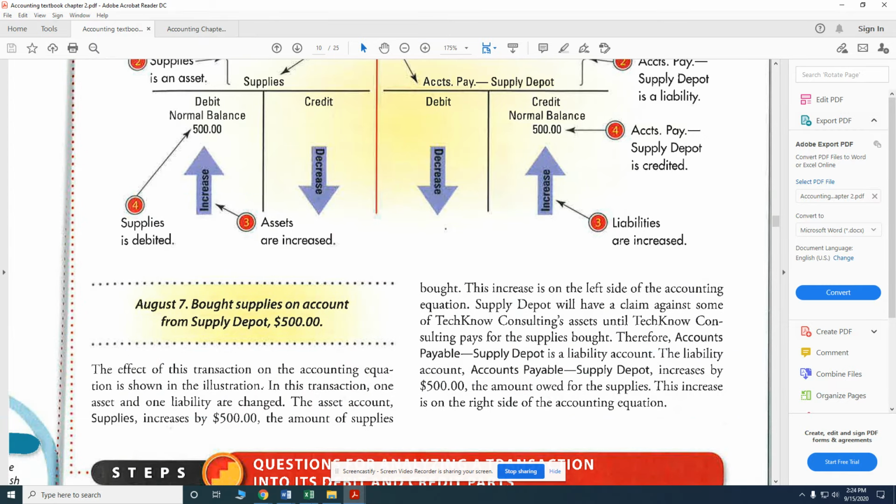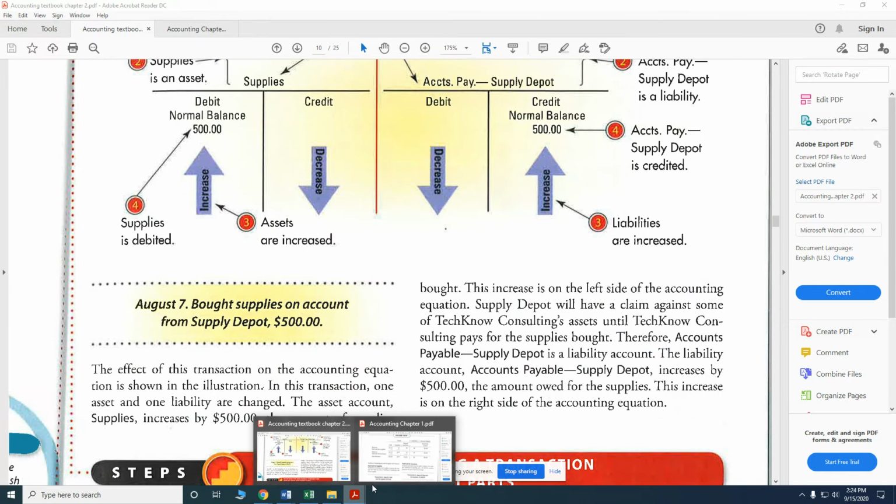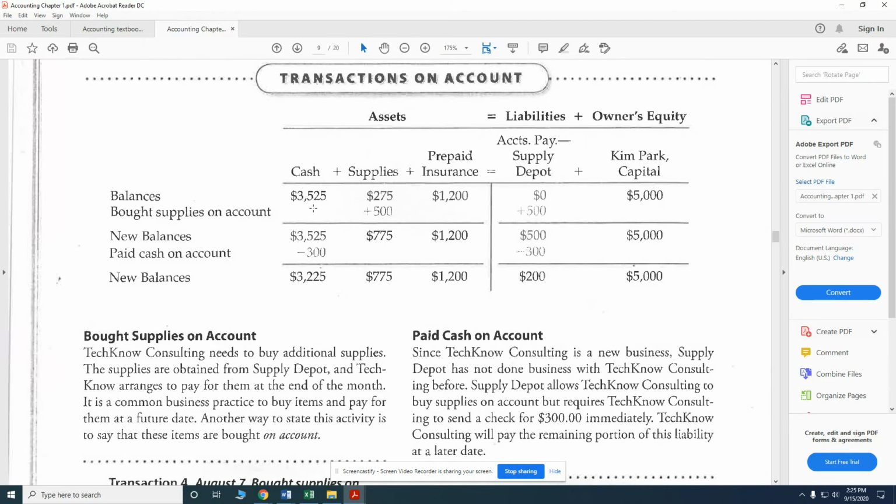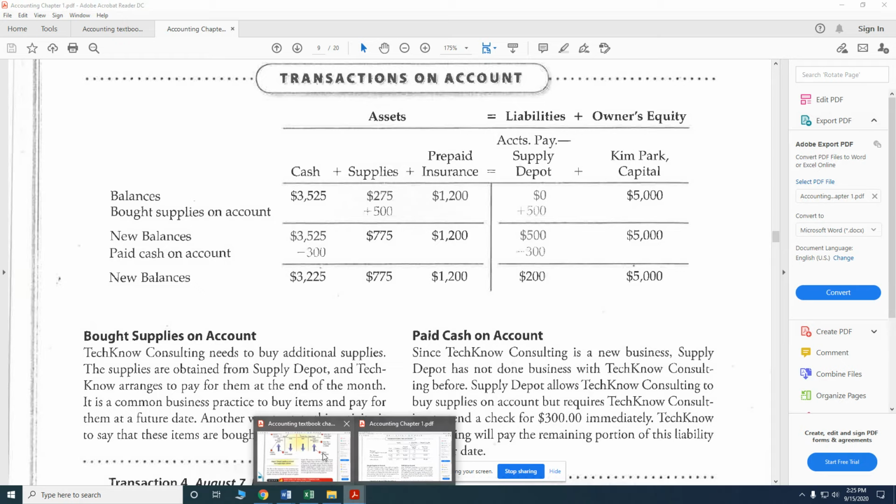Supplies on account. Again, we saw this transaction in chapter 1: buying supplies on account. We are buying on account, so we're going to gain debt. It's going to be a liability. So plus to supplies and plus to the liability. The left equals the right. And it's shown here.